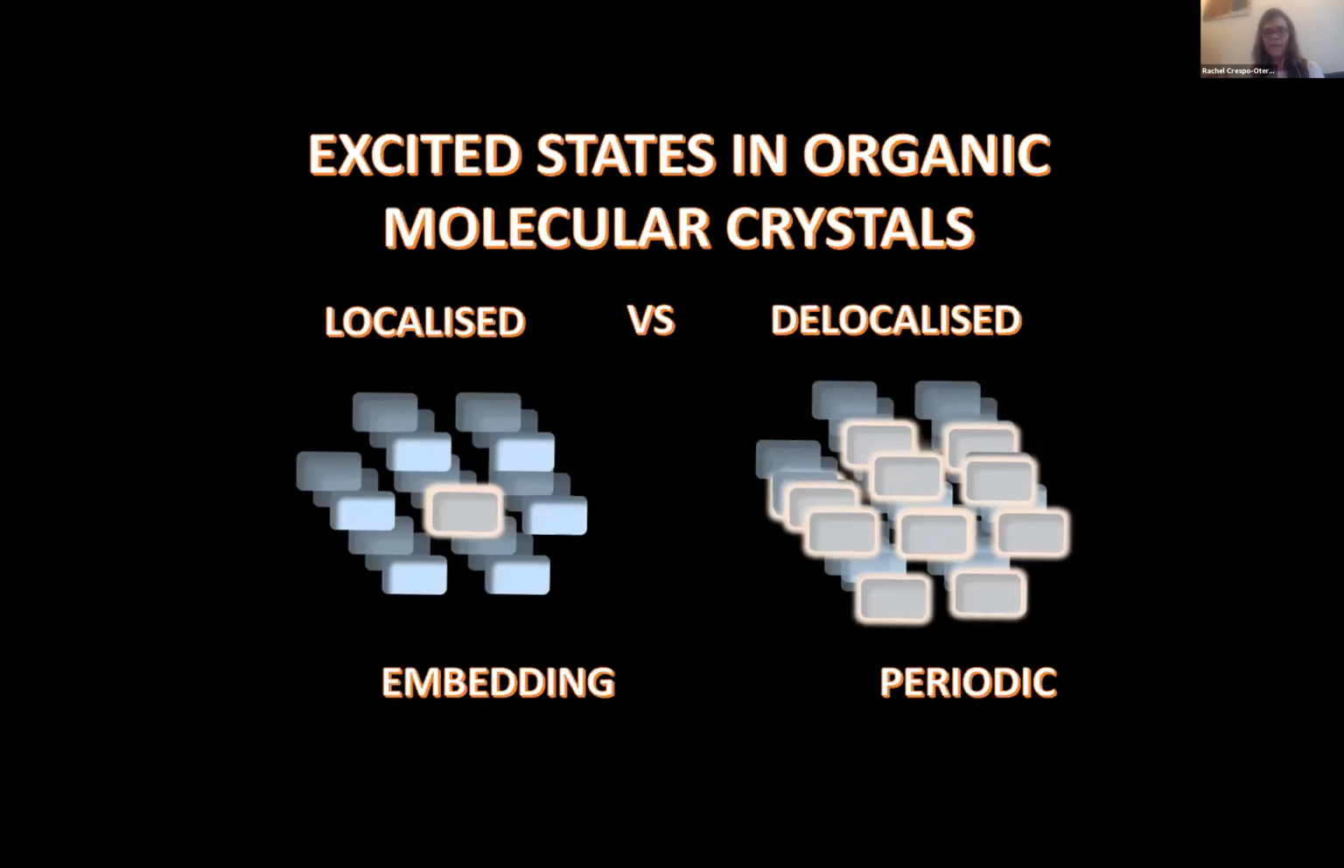Now, for organic crystals, in most cases the excited states are localized on a few molecular units. So the description of excited states is better obtained if you use embedding methods.